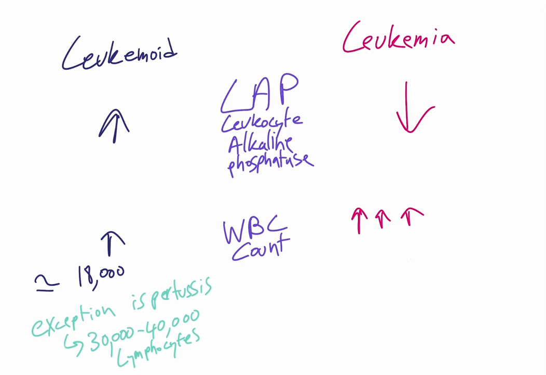Now, one thing to know is that pertussis is an exception. General infections will cause the white blood cell count to be in the teens or 20s. However, pertussis can reach up to 40,000. About 80% of leukemia questions will give you a white blood cell count of at least 50,000.